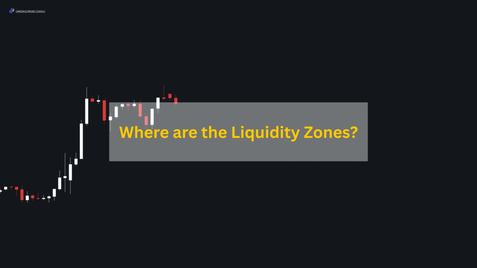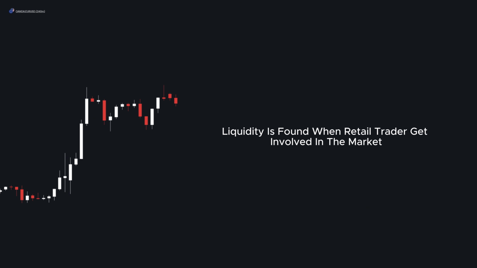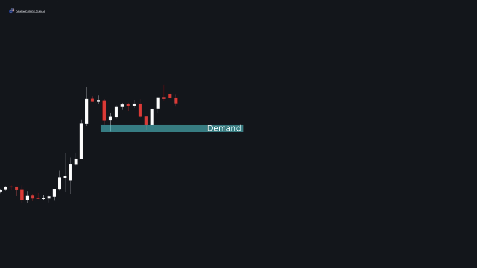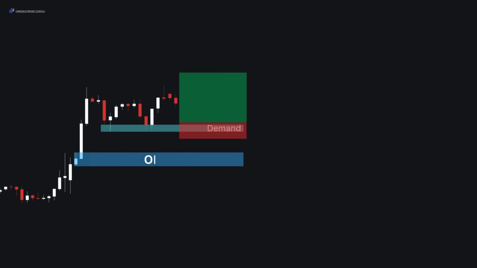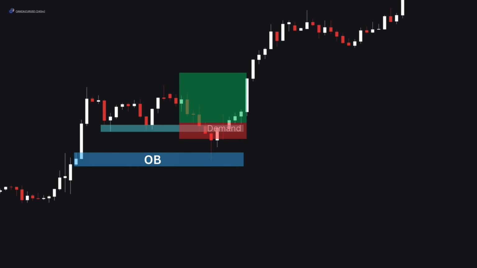So where are the liquidity zones? Liquidity is found when retail traders get involved in the market. We know that when price makes it to this demand zone, many traders will get involved with buying pressure. And not only retail traders, it could be small banks and private institutions. So if they place buy orders here, their stop losses will be below this demand zone. And we know that the liquidity is below this demand zone, because equal lows are the main liquidity areas. And now the condition is ready for the company to grab the liquidity. And then the price will make a sharp move to the upside.